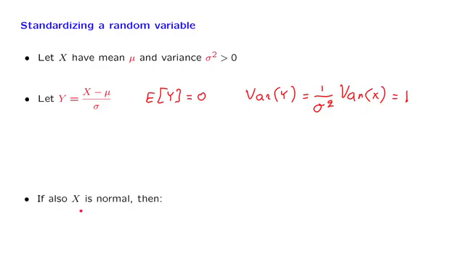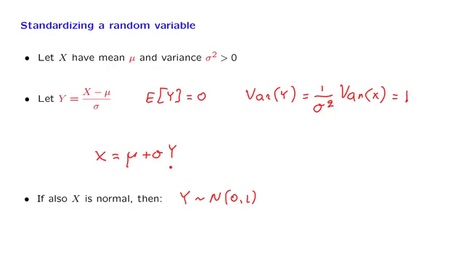If it also happens that x is a normal random variable, then y is going to be a standard normal random variable. So we have managed to relate x to a standard normal random variable, and perhaps you can rewrite this expression in this form: x equals mu plus sigma y, where y is now a standard normal. So instead of doing calculations having to do with x, we can try to calculate in terms of y, and for y we do have available tables.